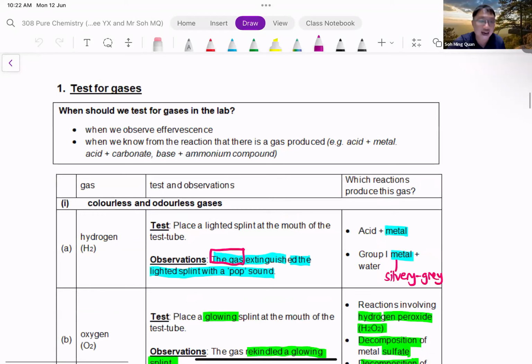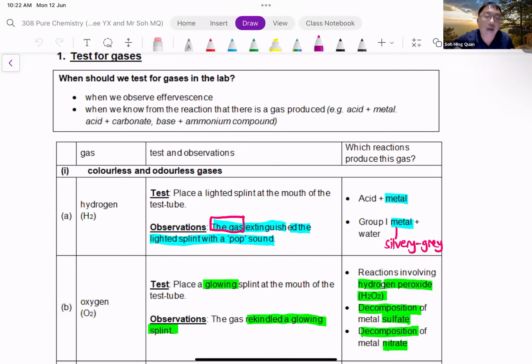You have tests for cations and anions. Now, I'm not going to go through every single test in detail, but when you learn the tests, you need to learn which reactions, under which conditions, you have to test for this. Take, for example, gases. When do you test for hydrogen? You will test for hydrogen when you are adding a metal to an acid. That's obvious, because acids plus metal produces hydrogen gas.